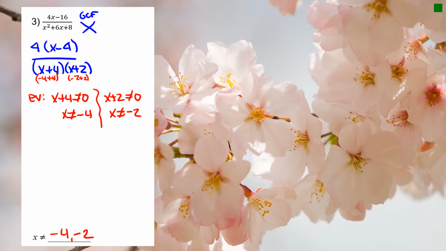0 on the bottom, undefined. Pull out the green marker. We can't cancel anything. Can I cancel an X from the top and the bottom? No. Do you know why not? Because they are in parentheses. It is an entire factor. It's a binomial that must stay together. Bonds of friendship. So honestly, this does not simplify at all.